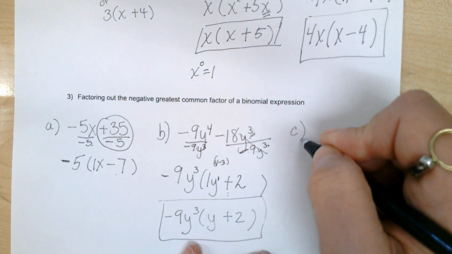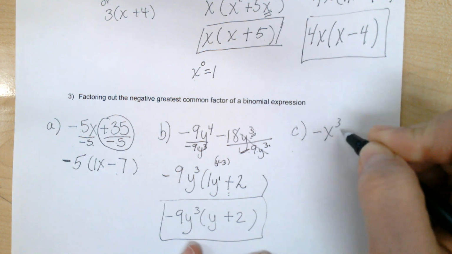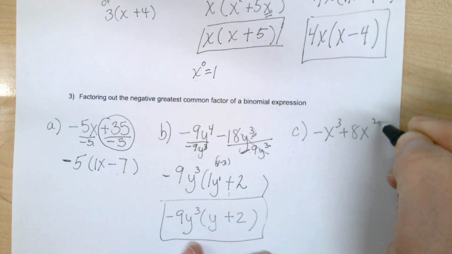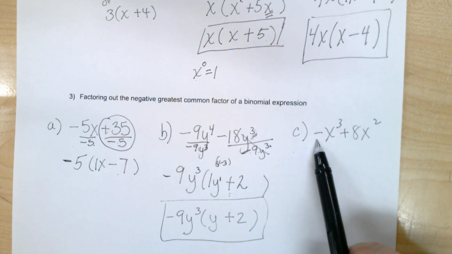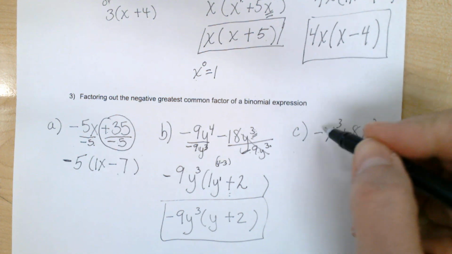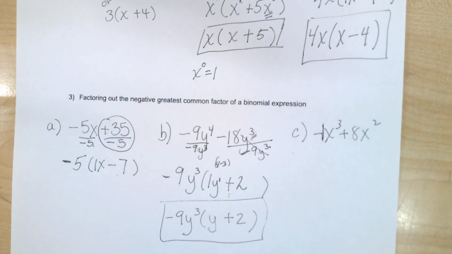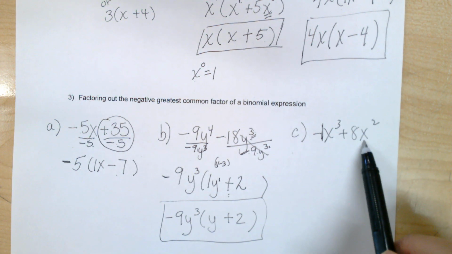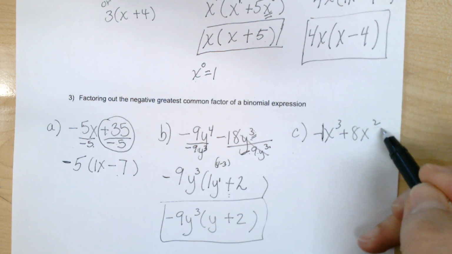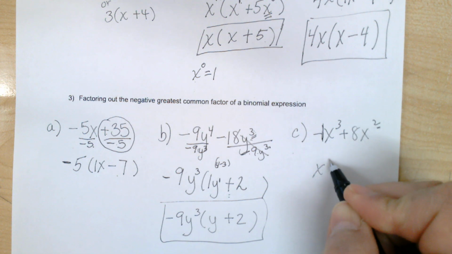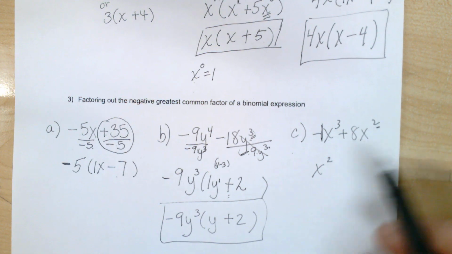Want to do one more? Let's do one more. If you would like to try this, you can pause it and come back and I'll explain it. It's going to be -x cubed plus 8x squared. Now be careful because this negative, there is a number in front here. Yes, you're right, it's a 1. So as I said before, it's good to put your ones in when we're working through a problem. All right, so you see automatically we have variables. And so we have x and x, the lowest exponent is 2, so that's going to become part of our greatest common factor.